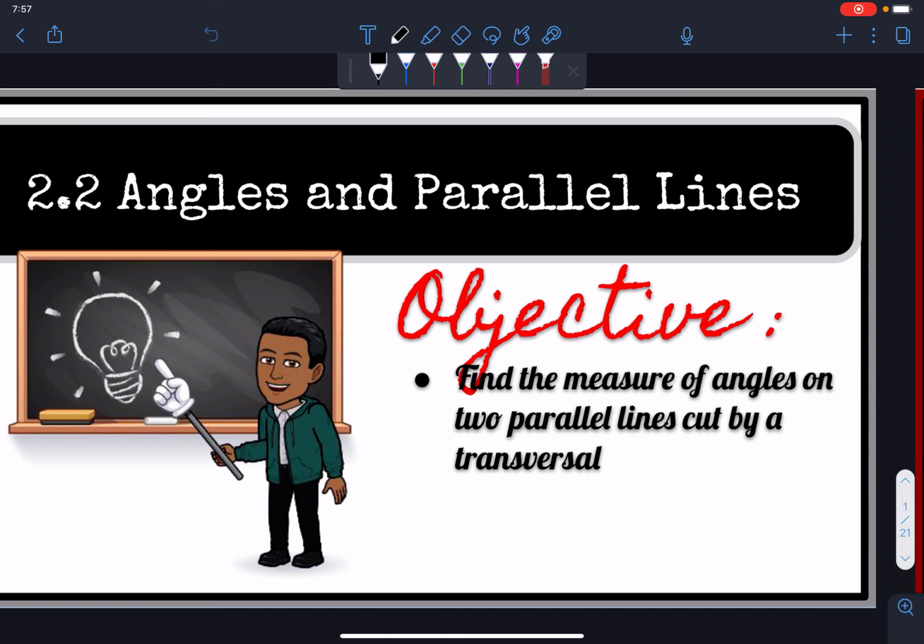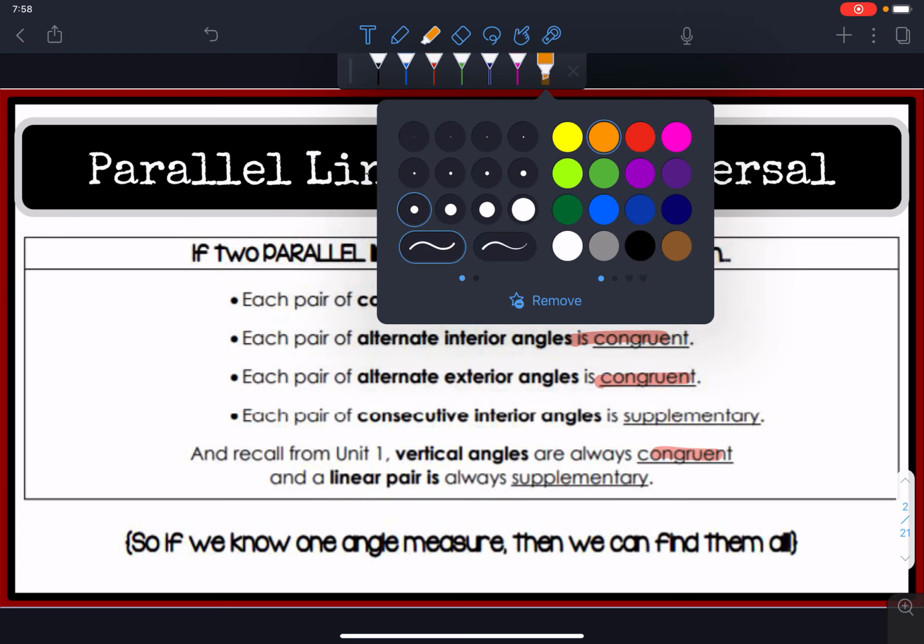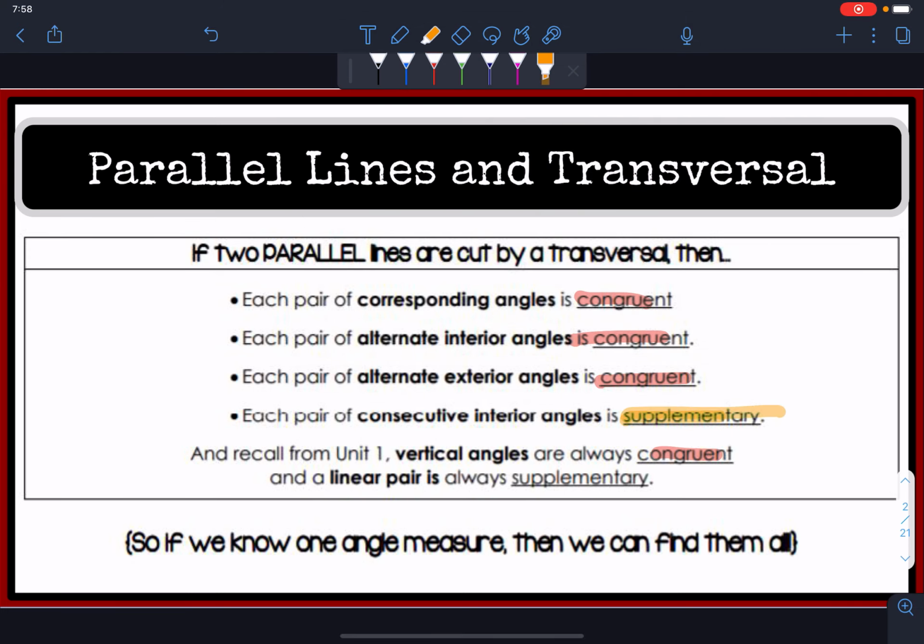Now, if we review from what we talked about in the other video, parallel lines and transversals, if two parallel lines are cut by a transversal, then we end up creating 4 sets of congruent angles, and well, not specifically two, but two ways to create supplementary angles.